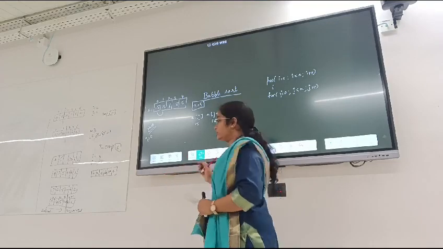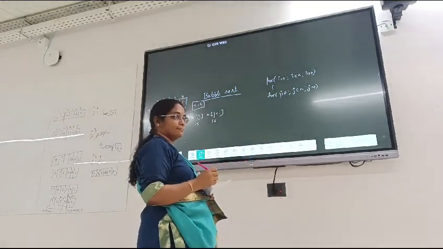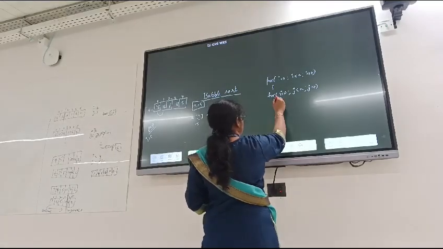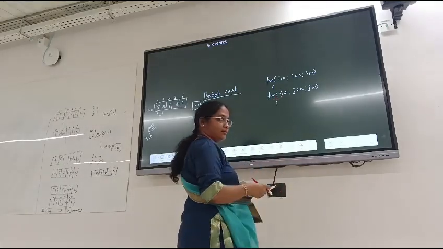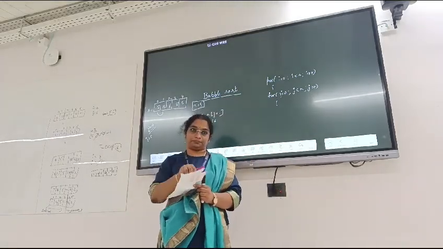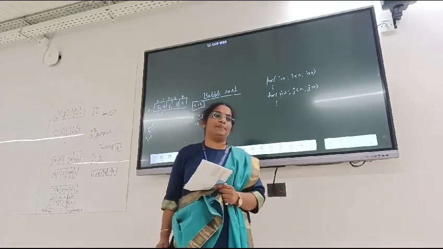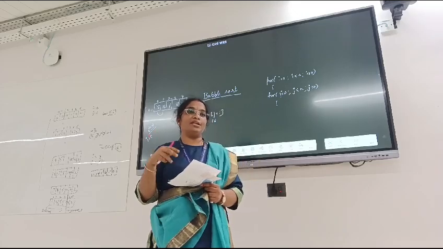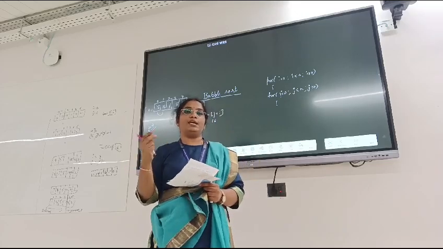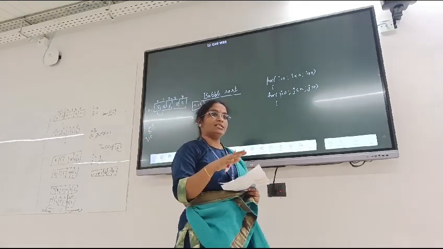Now what am I supposed to do? I have to compare. What is to be compared? A of j is to be compared with A of j plus 1. So you have to give a condition. If A of j plus 1 is greater, it's fine. Otherwise, you have to swap.